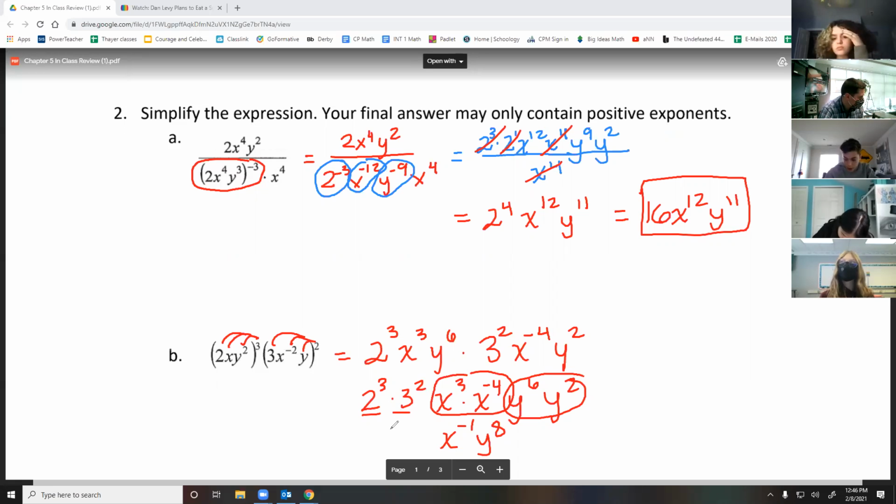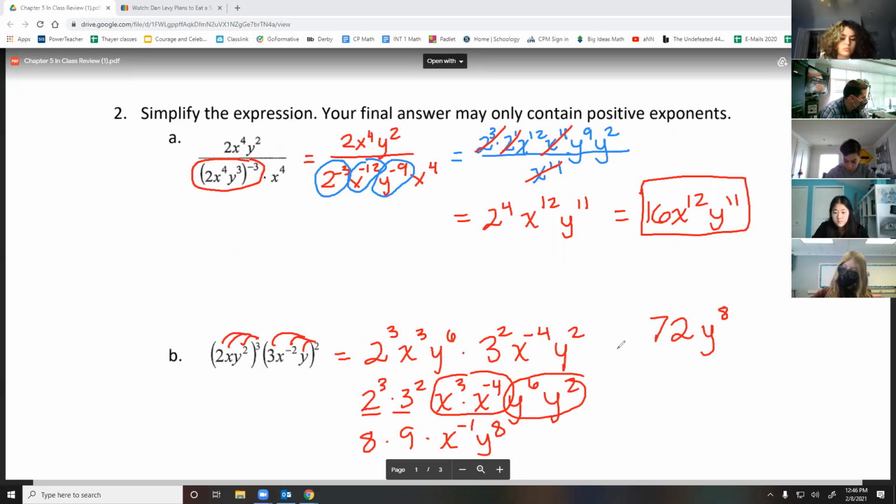These are just two numbers that we're going to multiply out. 2 to the third is 2 times 2 times 2. That's 8. And 3 to the second is 9. So let's simplify this one step further. That'll be 8 times 9 is 72. Y to the 8th is on top.